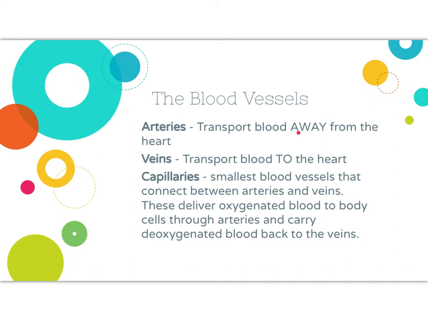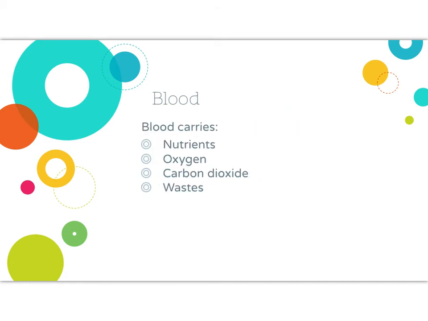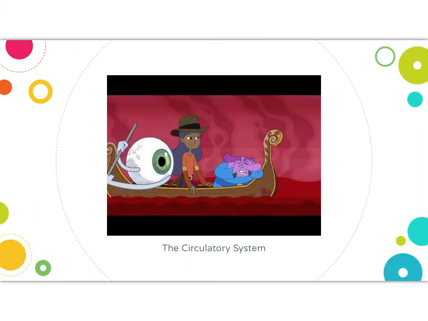Arteries transport blood away from the heart. Veins transport blood to the heart. And capillaries are the smallest blood vessels that connect between the arteries and the veins. These deliver oxygenated blood to our body cells through arteries and carry deoxygenated blood back to the veins. Blood carries nutrients, oxygen, carbon dioxide, and wastes. Again, another video about the circulatory system linked on our course website.